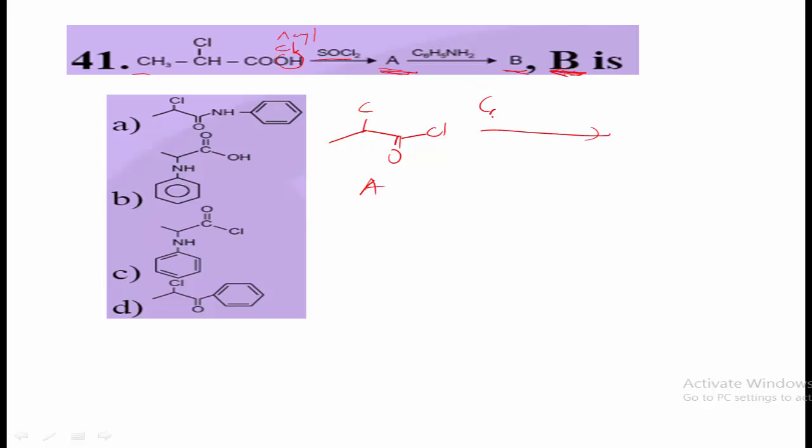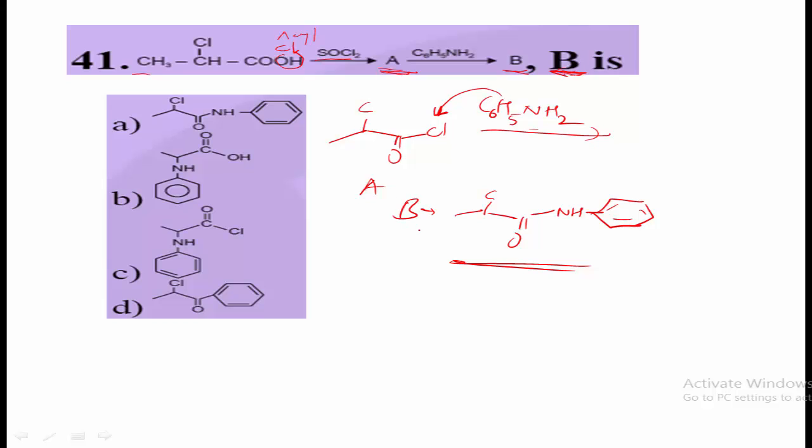Now upon reacting it with aniline, which is a weak base, it substitutes at chlorine and forms the amide with the NH attached to the benzene ring. So this is the compound which is obtained at the end, which is B. Among these, the correct option is option A.